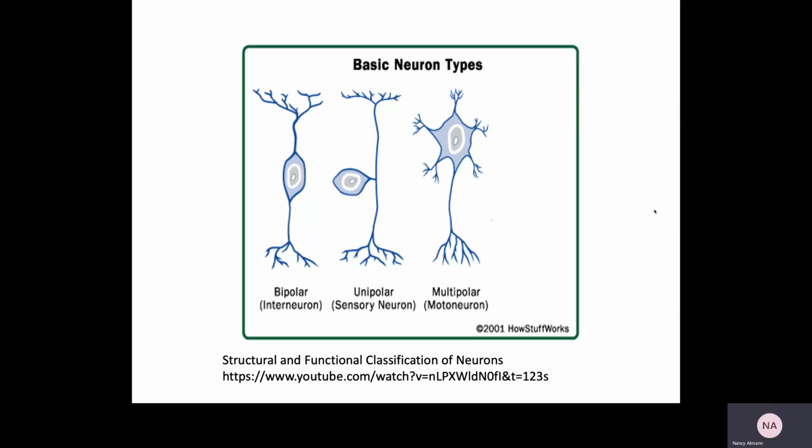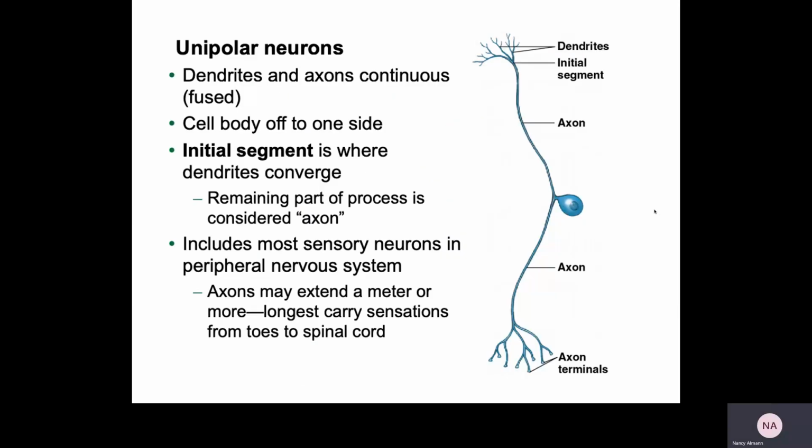And we've seen multipolar neurons because that's the type of neuron we were looking at when we were looking at nervous tissue in the histology section of this class. So unipolar neurons have basically one long process. The cell body is off to the side. One end of that process is going to act like dendrites, and the other end is going to act like an axon.